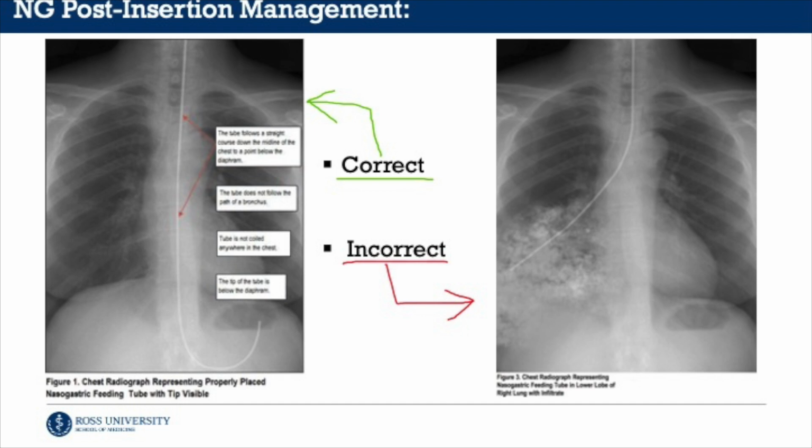We have 2 examples of NG tube placement on the slide picture here, one correct and one incorrect. So starting with the image on the left, we can see that the nasogastric tube correctly passes through the esophagus and ends in the stomach. And then on the right image, we can see that the nasogastric tube does not pass through the esophagus and end in the stomach as it should, but it actually goes through the respiratory tree. As you can see, the contents leaking out in what would be the bottom right lobe of the patient's lung.